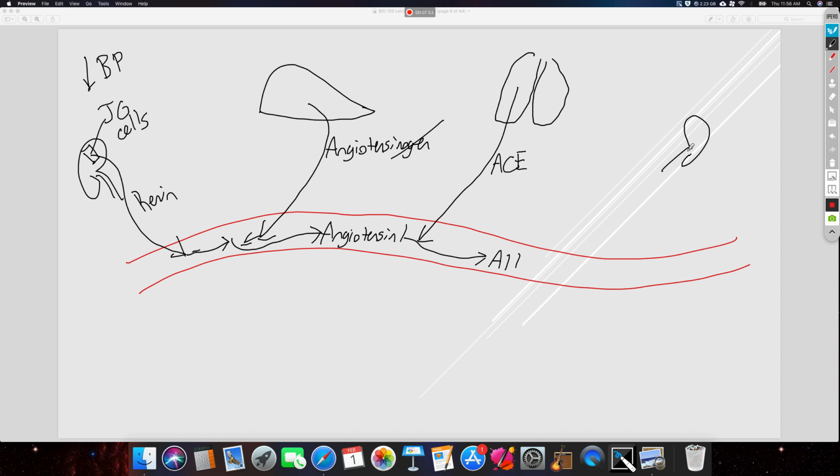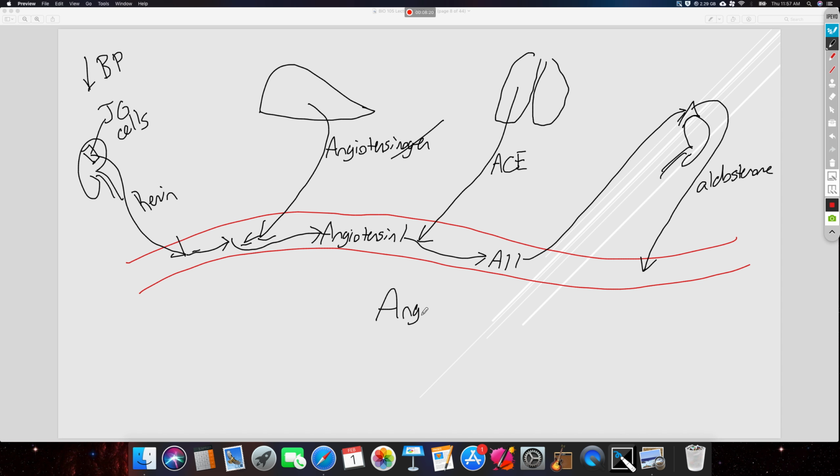So here's another sickly looking kidney. But one of its jobs is to go to the adrenal cortex and stimulate the release of aldosterone from the adrenal cortex. And aldosterone is very important for electrolyte and water balance. So let's just go through. I'll write these down here.